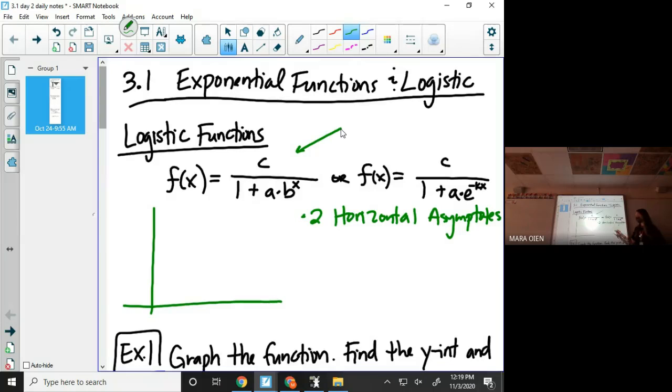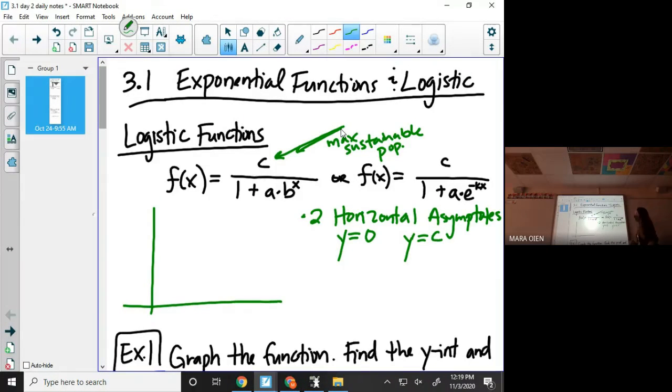Those two horizontal asymptotes are going to be at y equals 0, because if I'm talking about populations, it would not make sense to have a negative population, as well as y equals this top number right here. That top number is sometimes referred to as our maximum sustainable population. They sometimes also refer to that as our limit to growth. That's the most that could happen.